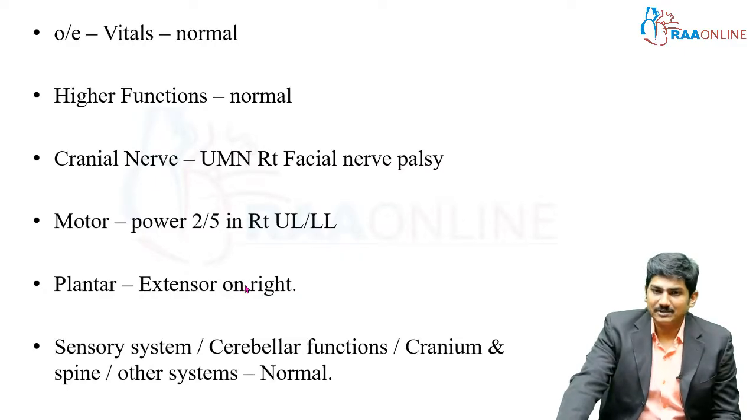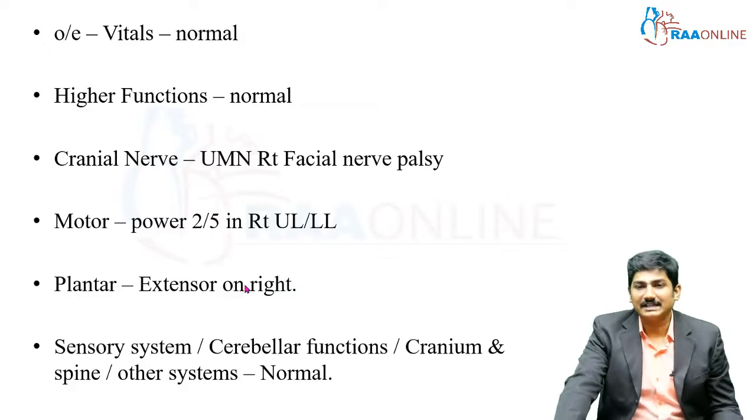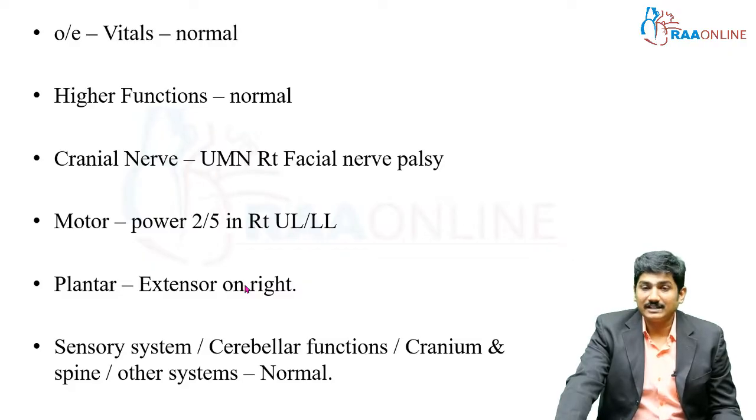In cranial nerve examination, upper motor neuron type of right facial nerve palsy is present. Motor power is 2/5 in the right upper and lower limbs. Plantar is extensor on the right side. The left power is normal and the left plantar is normal. The sensory system, cerebral functions, cranium and spine, and other systems are normal.